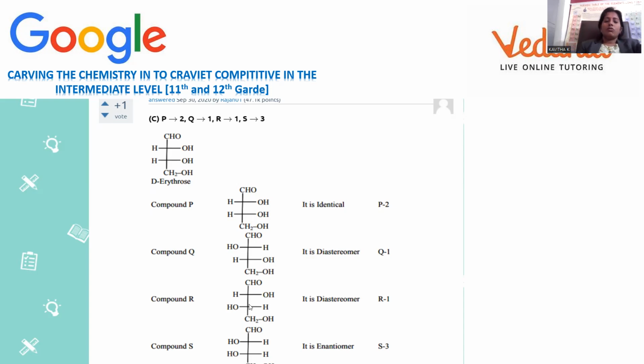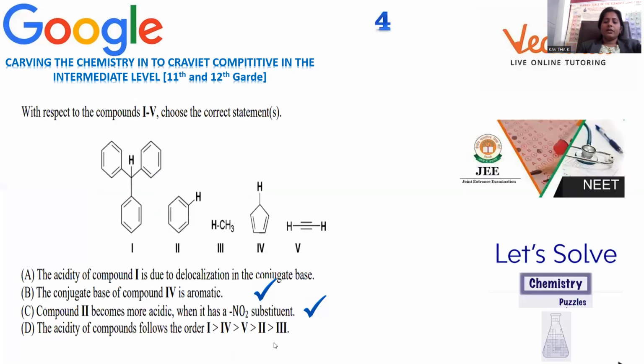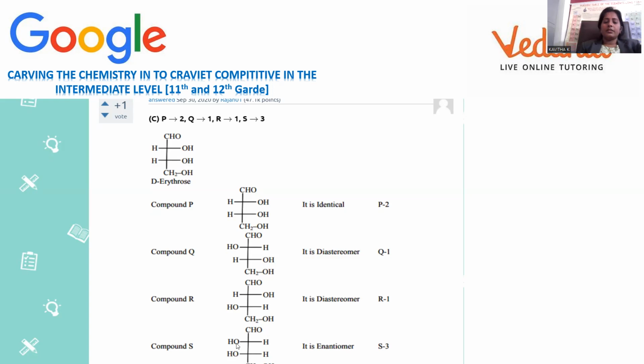So if this is also placed on this, you can't find any superimposability or mirror image reflection. Again, we can say it is also a diastereomer. Diastereomers are the isomers which are neither superimposable nor mirror reflections of each other, right? And compound P, if taken into consideration, has OH on the left hand side.